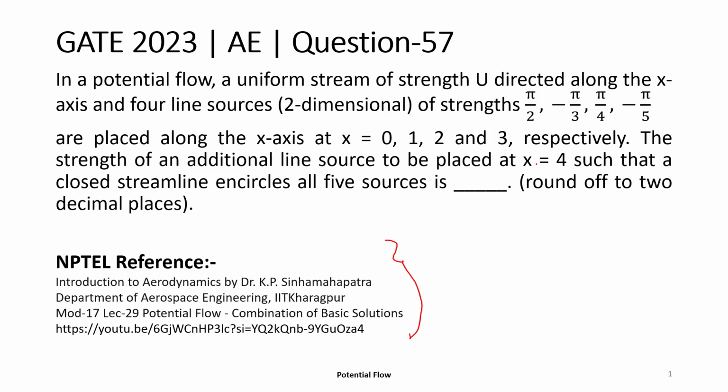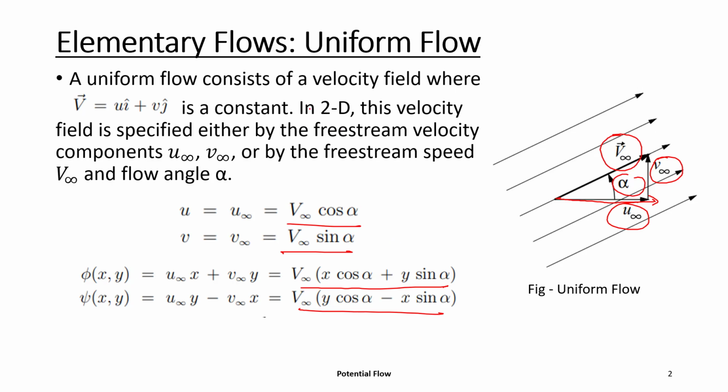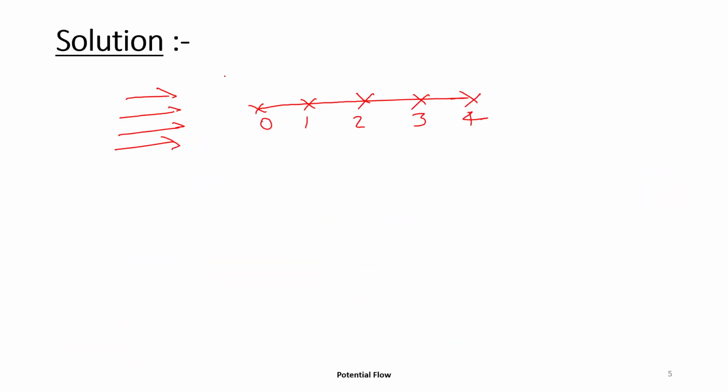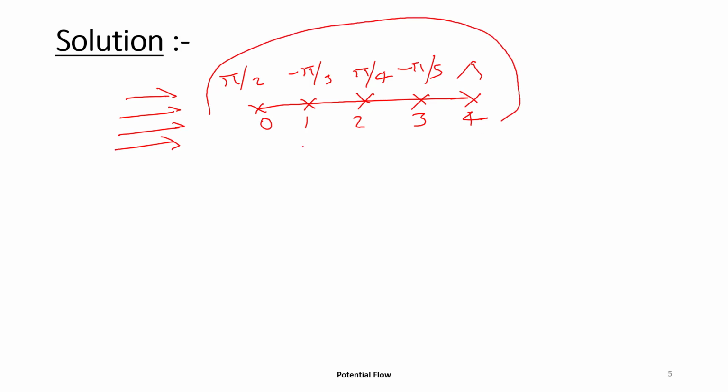0, 1, 2, 3 and 4. So their strengths are respectively pi by 2 minus pi by 3, pi by 4 minus pi by 5. And this strength we have to find. Let's assume it is gamma. And it is given that the combination of all these potentials will give a closed streamline.